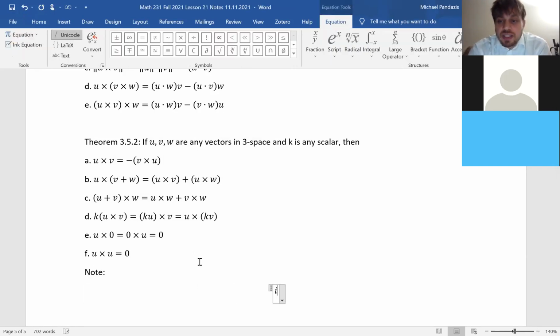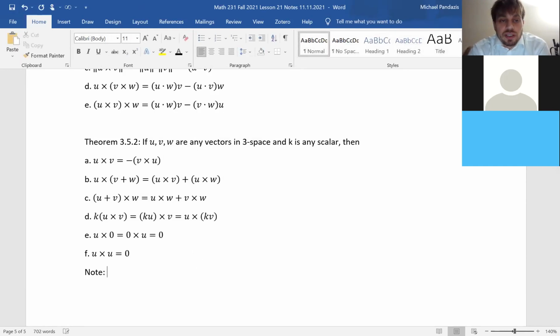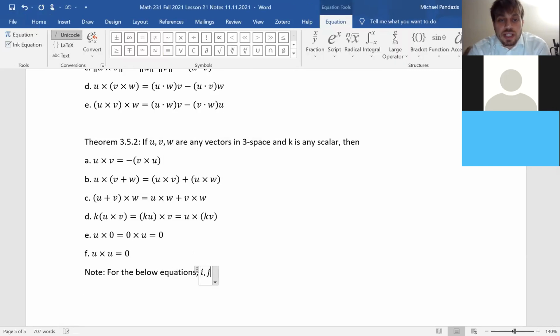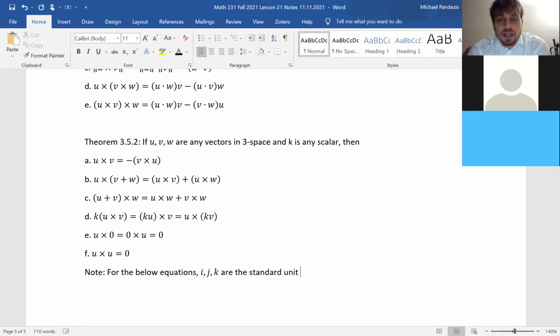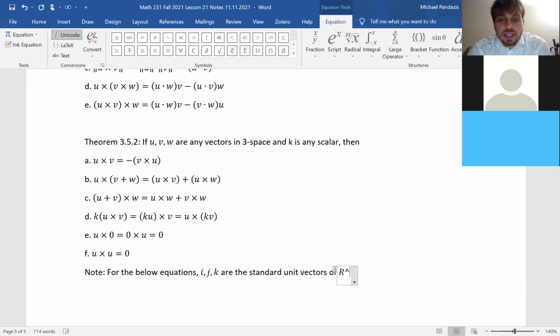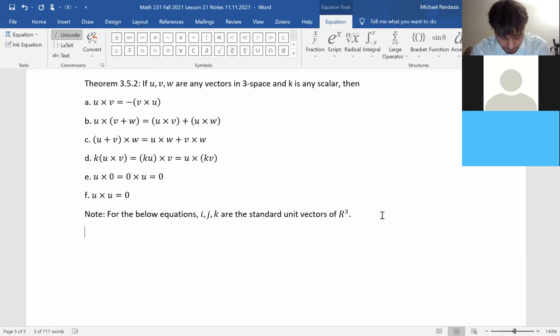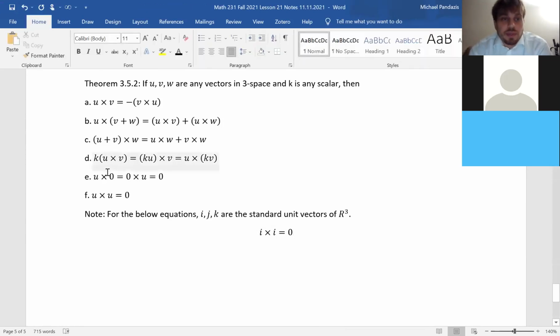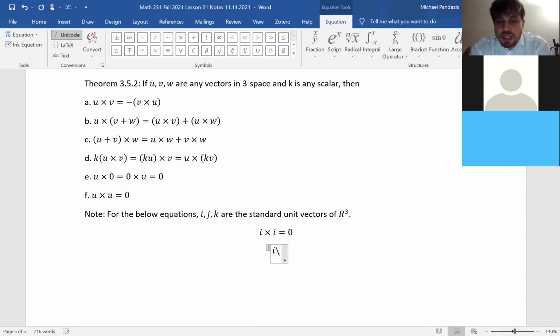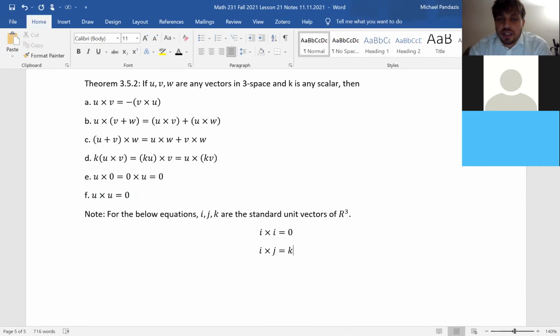As a note, for the below equations, i, j, and k are the standard unit vectors of R3, of 3-space. So i is 1, 0, 0, j is 0, 1, 0, and k is 0, 0, 1. So if you take i cross i, it has to equal 0, because property F tells you that when you take a vector and cross product it with itself, you get 0. If you take i cross j, then that's equal to k. You can do the calculations and you would get k.